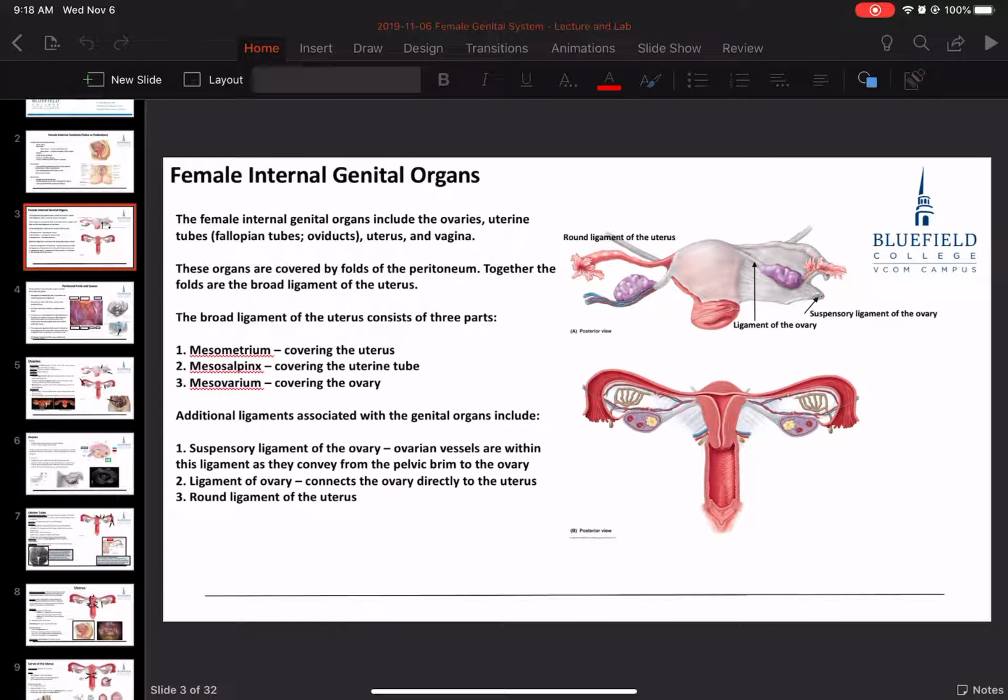Yes? Sorry, back to the round ligament thing. Is this round ligament the same as the round ligament in the liver? Good question. So we've used the term before, round ligament, in association with the liver, where technically that was called the round ligament of the liver, and that is a remnant from the umbilical vein. This is the round ligament of the uterus. Okay, so there's two completely different structures. Okay, thank you.